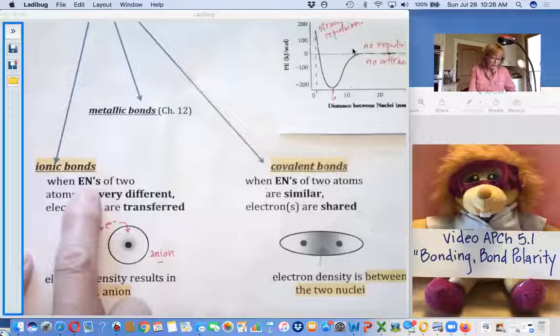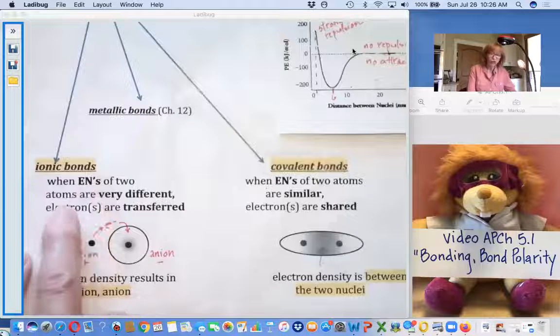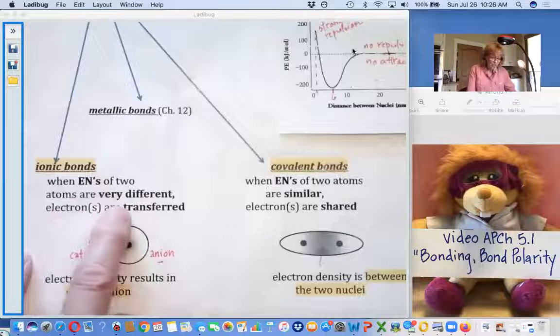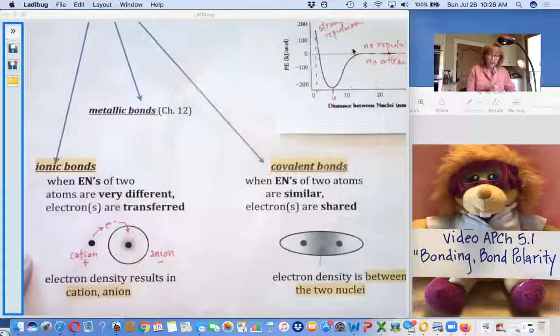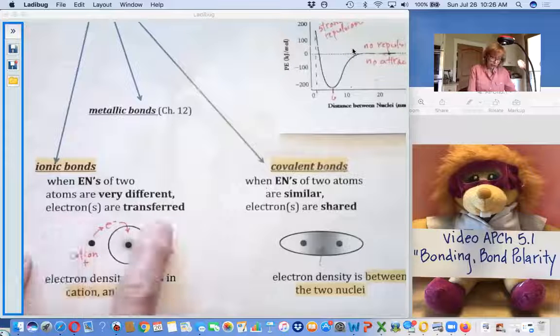When the electronegativities of those two atoms are very different, that means that one atom is particularly greedy and the other one is very generous. And in that case, an electron is going to be transferred.